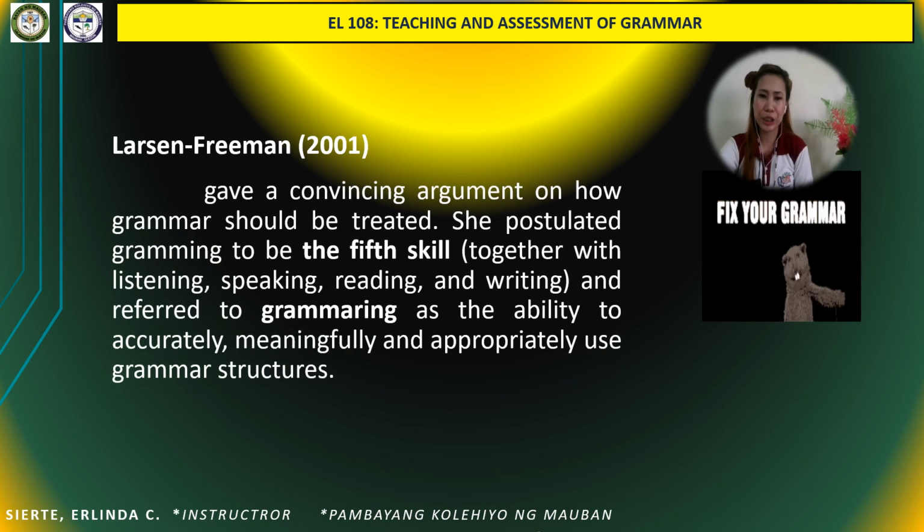So according to Larsen-Freeman in 2001, she gave a convincing argument on how grammar should be treated. She even postulated grammaring to be the fifth skill together with listening, speaking, reading, and writing as our four macro skills. So she added this, okay, to be brilliant with those skills, and referred to grammaring as the ability to accurately, meaningfully, and appropriately use grammar structures.